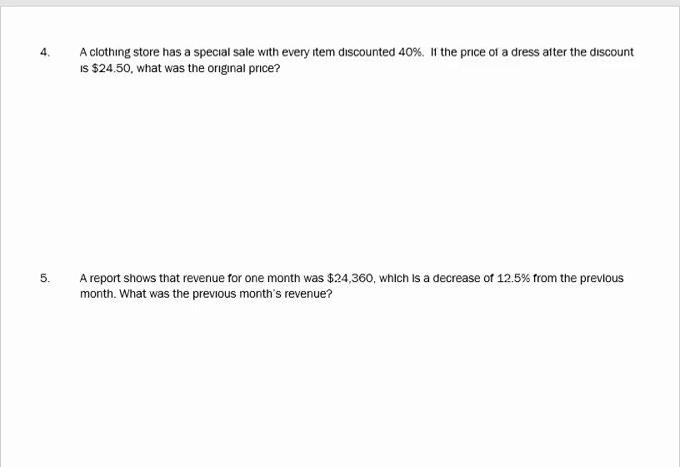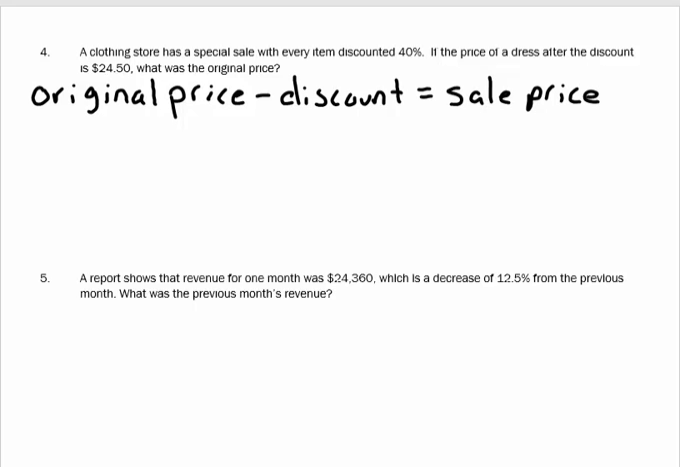So we need to start off by writing an equation. And one of the things we should know is that the original price minus a discount should always equal the sale price. We do not know the original price, so we're going to call that x. So always label your variables. X is the original price.